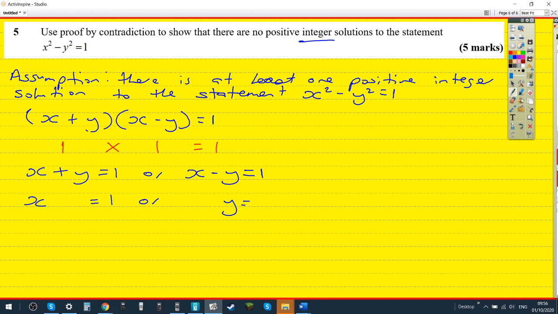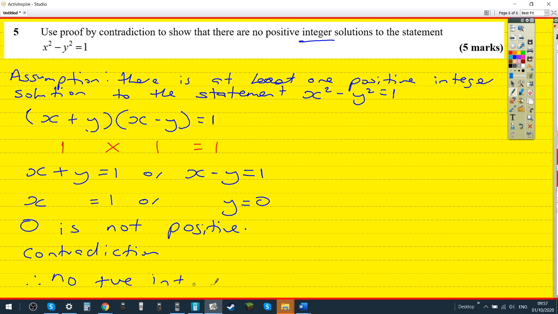And therefore, do we say that as there's an integer solution, we've proven this by contradiction or something? 0. What do you know about 0? 0 is not positive. Yeah. And that's the contradiction. All right, okay. Contradiction. Therefore, no positive integer solutions.